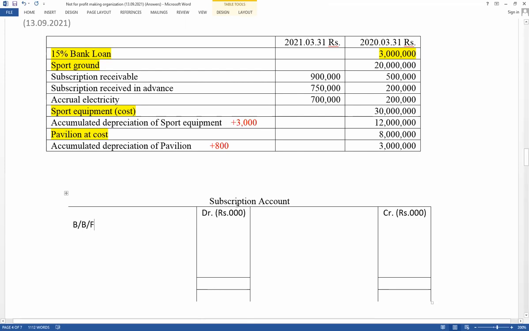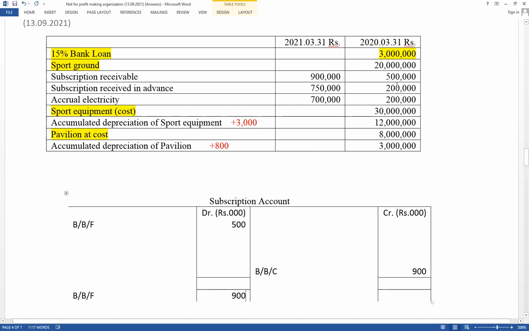Value equal 500. And the closing balance of subscription receivable is 900. Receivable is an asset, so the closing balance is carried down from the credit side to the debit side. Therefore, the closing balance is equal to 900. That value is then brought forward as a balance brought forward on the debit side.